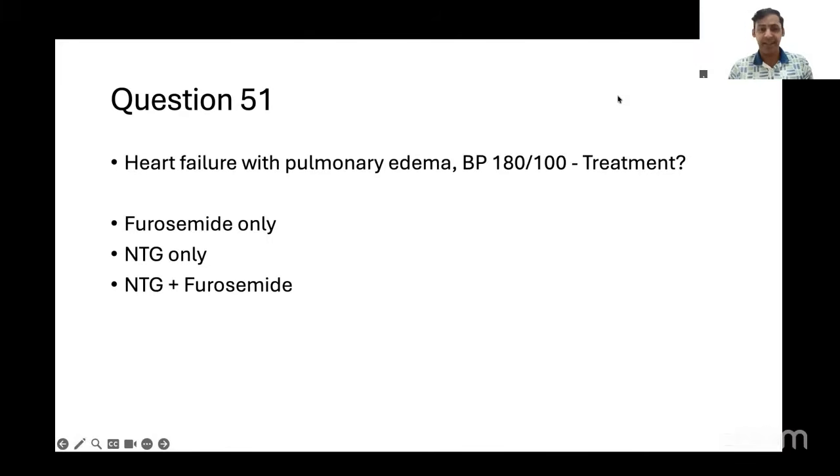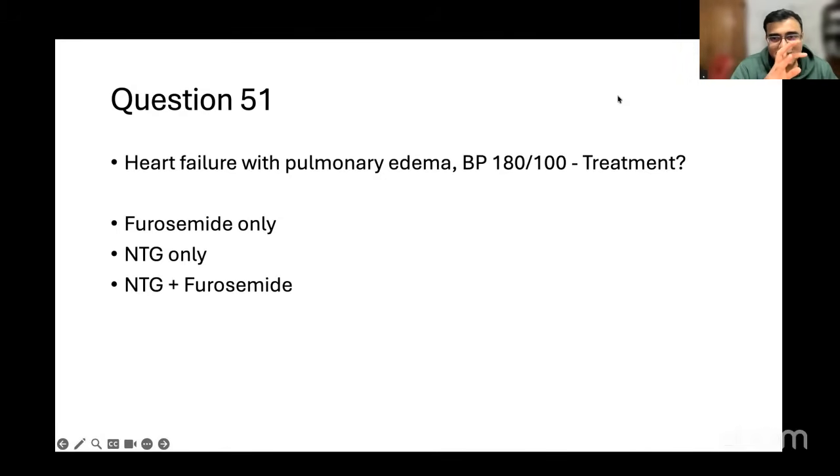If what they are asking is regarding SCAPE, the first thing should be NTG. Depending on the volume status, we should give furosemide. But I think NTG plus furosemide would be the better option here. So this is probably a SCAPE kind of picture, because they have given high blood pressure with a failure component, with a pulmonary edema component.